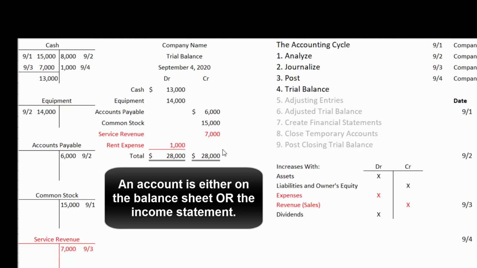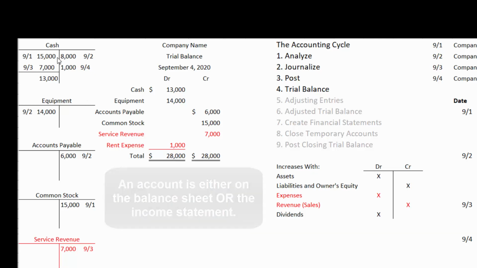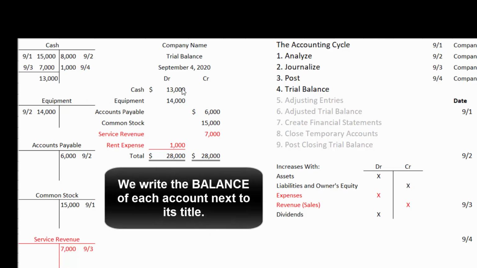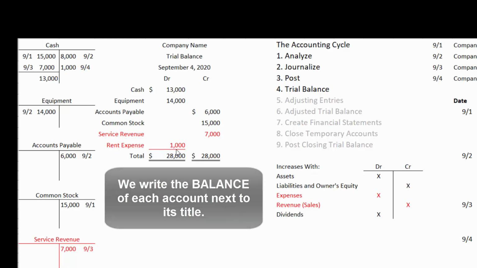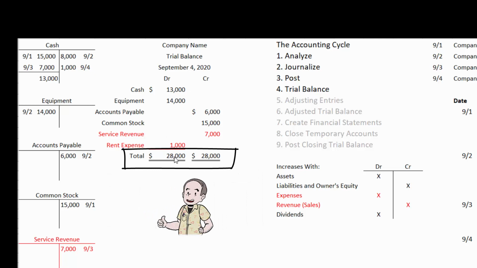And the other big mistake that beginning students often make is they'll write $22,000 here and they'll write $9,000 here next to cash. We put the balance of each account into the trial balance. All our debits equal all our credits, so we're very much on the right track.